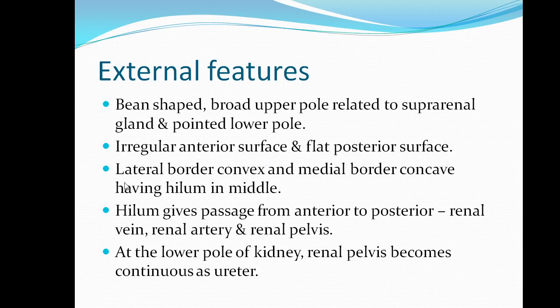It has two borders, a lateral border and a medial border. The lateral border is convex, the medial border is concave, and it has a hilum in the middle. The hilum gives passage, from anterior to posterior, to the renal vein, renal artery, and renal pelvis. At the lower pole of the kidney, the renal pelvis becomes continuous as the ureter.